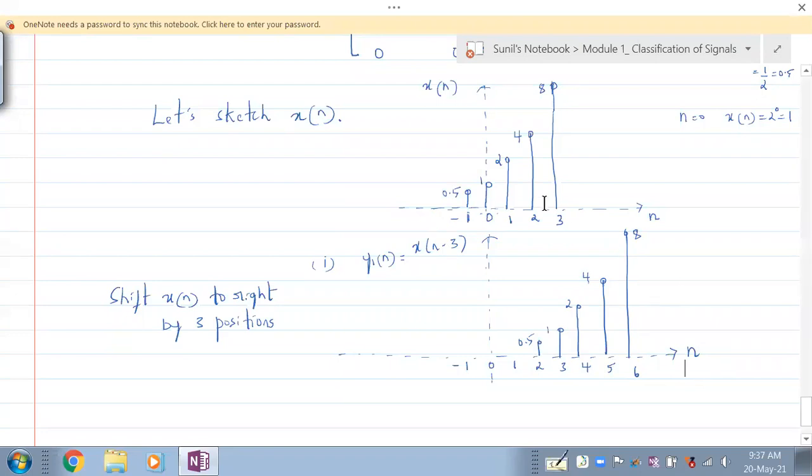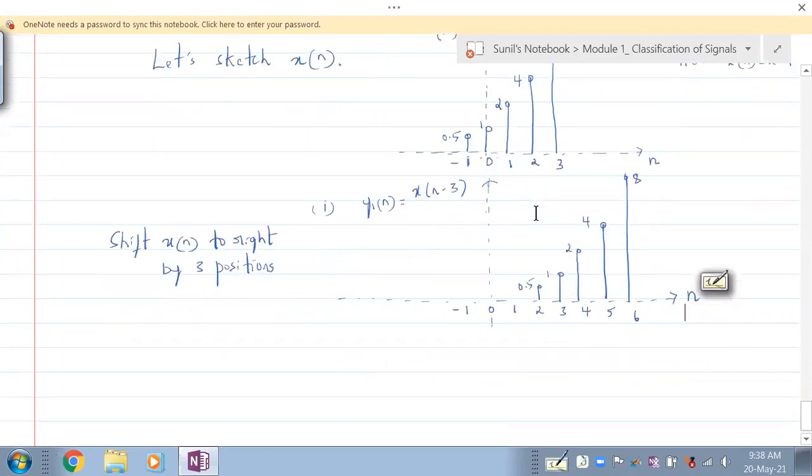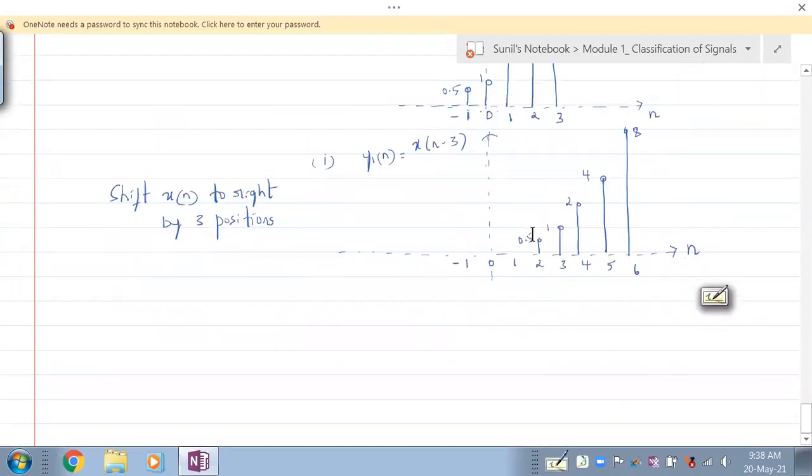So this signal which was starting at -1 earlier would now start at 2 because we are shifting it to the right by 3 positions. So this is first, second, third. When we shift it 3 times, it will start from 2. Fine. Now what is y2 of n? Y2 of n is x of n plus 1. So the second signal that we can plot is y2 of n, and that is given as x of n plus 1.